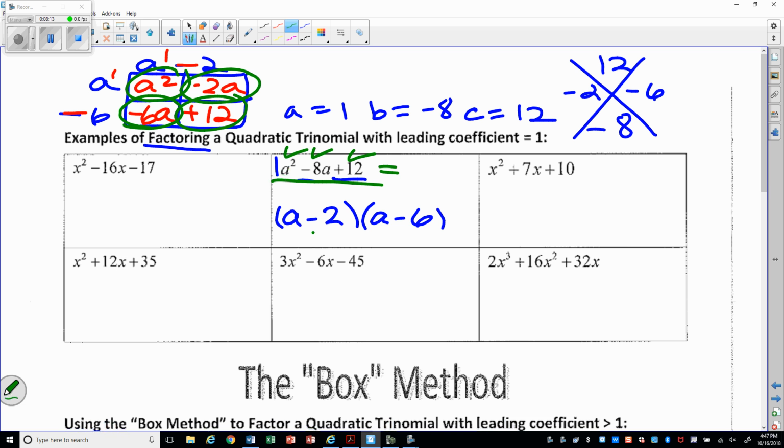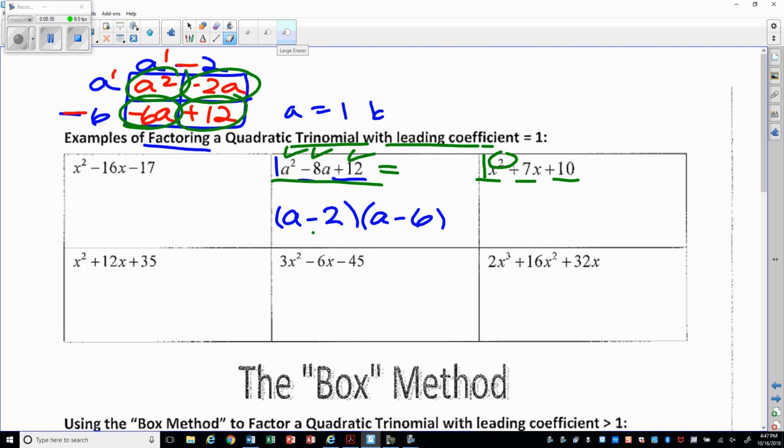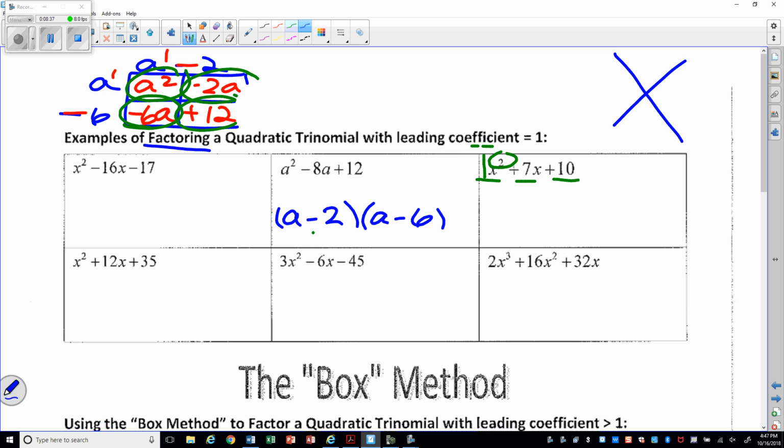So now over here I have a quadratic. The second power is a trinomial because I have 1, 2, 3 terms, and my leading coefficient is 1. So, with my x here, I want two factors that multiply to be 10 and add up to be 7.